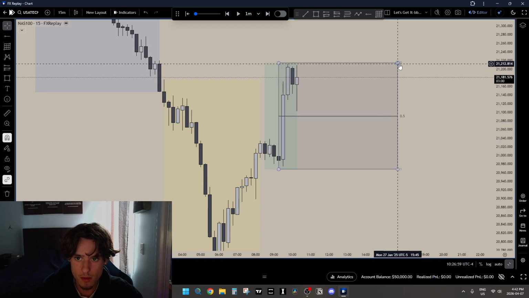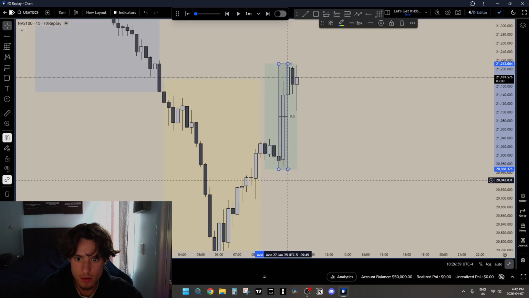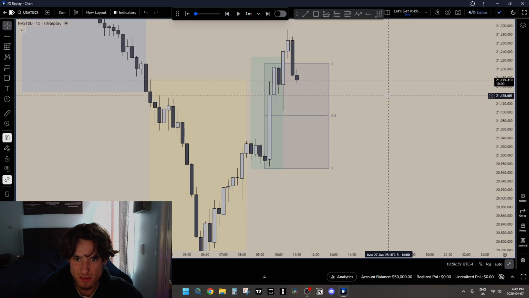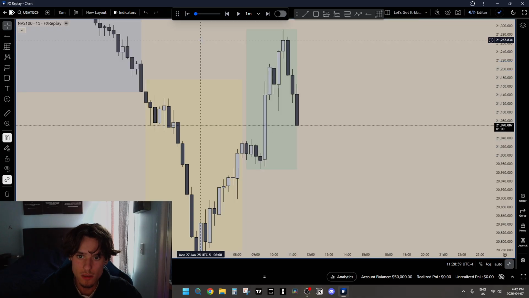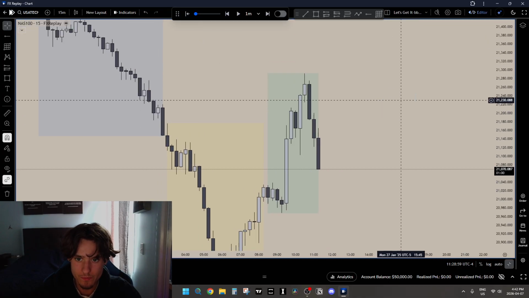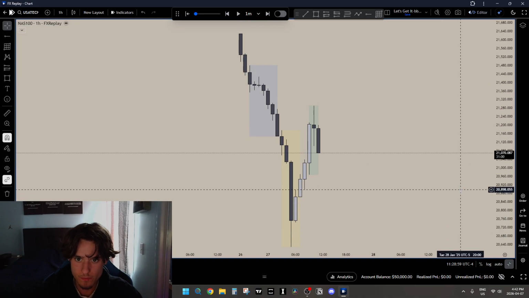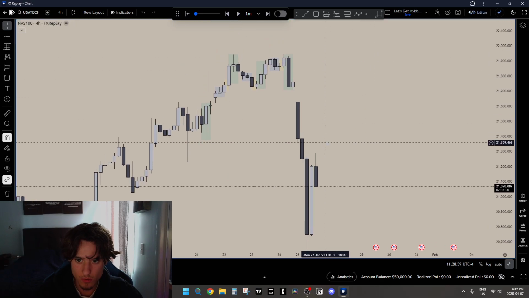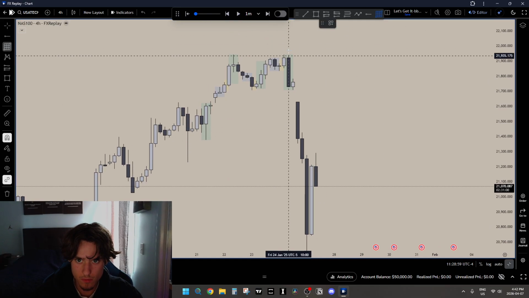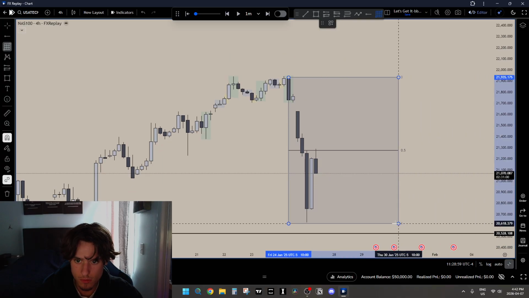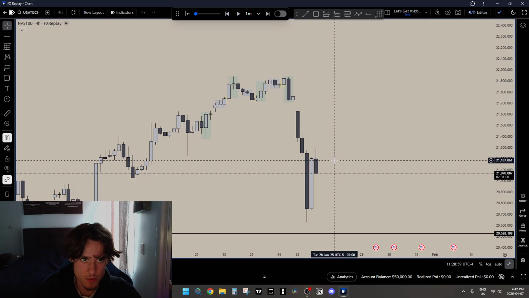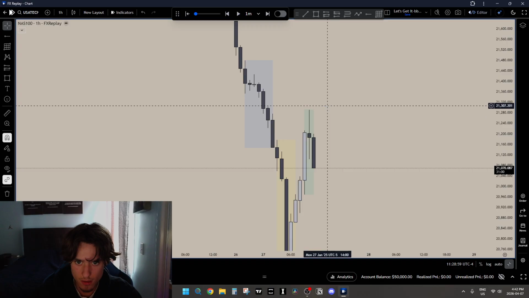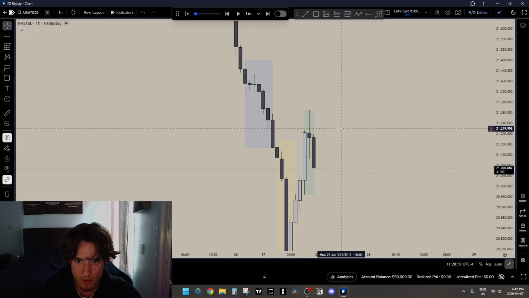Higher time frame is very bearish. Did we end up taking out that 4-hour? No, definitely not. Oh my god, we did. Okay, so we're gonna push lower here. Wicking. We're not even tapping, and we are actually.